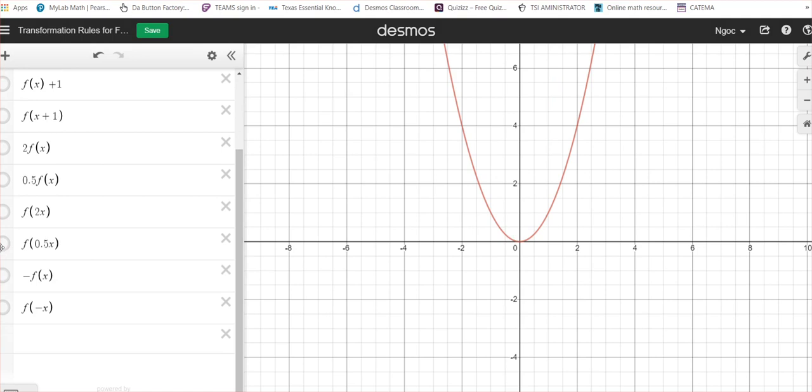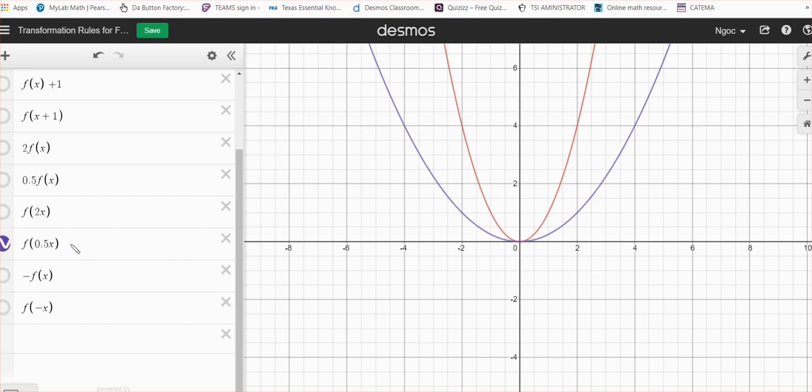So the next one will be f of 0.5x. Okay. So again, before we graph it, can you predict what happened to f of 0.5x? Now let's graph it. Okay, so f of 0.5x, if you can see right here, the graph is getting wider, right? And in this case, you think about it getting wider horizontally, right?